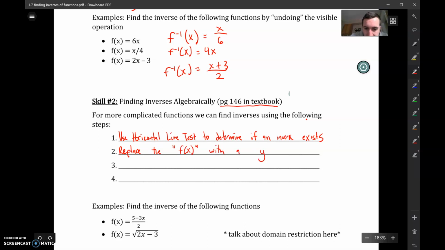with a y, so that then you have it in terms of x and y, which honestly we're more used to dealing with. Then you switch the x and the y, and you solve for y. We'll do an example here in a second. If that doesn't make sense to you, you'll see what we're going to do. We're just going to switch the x and y and then solve for y.